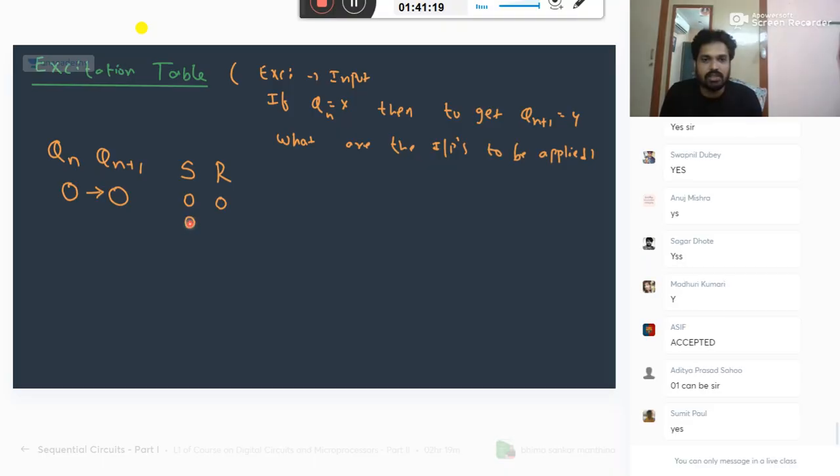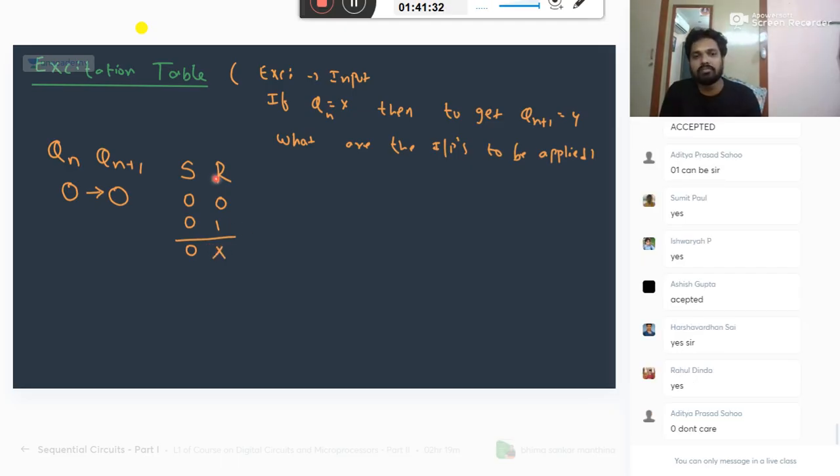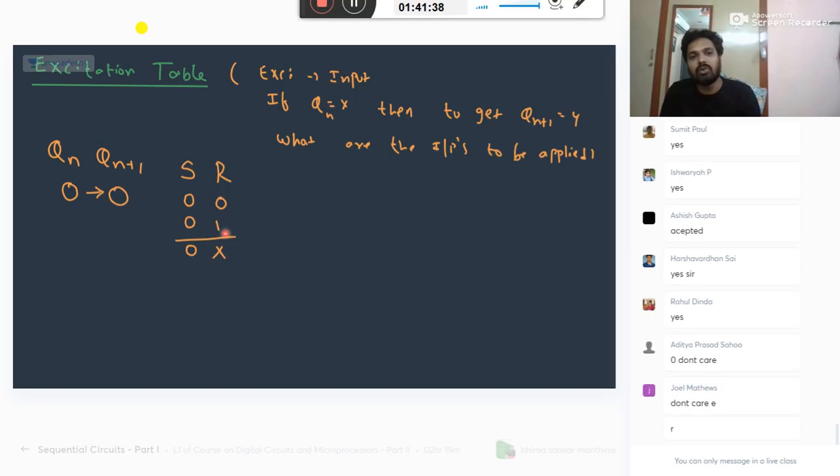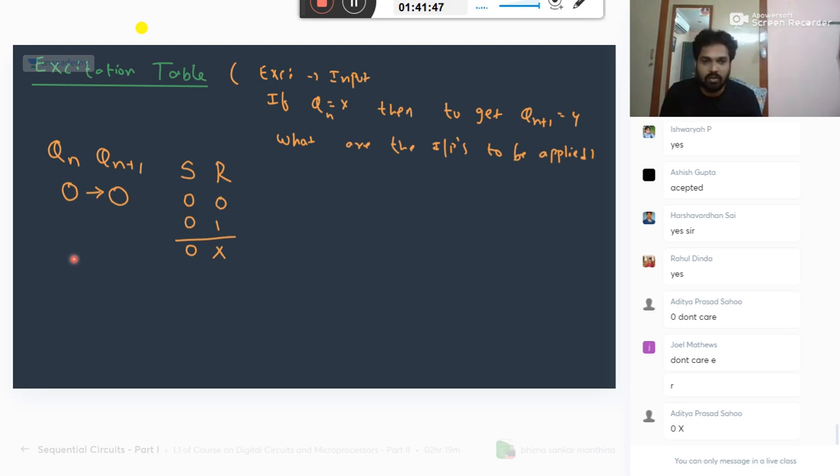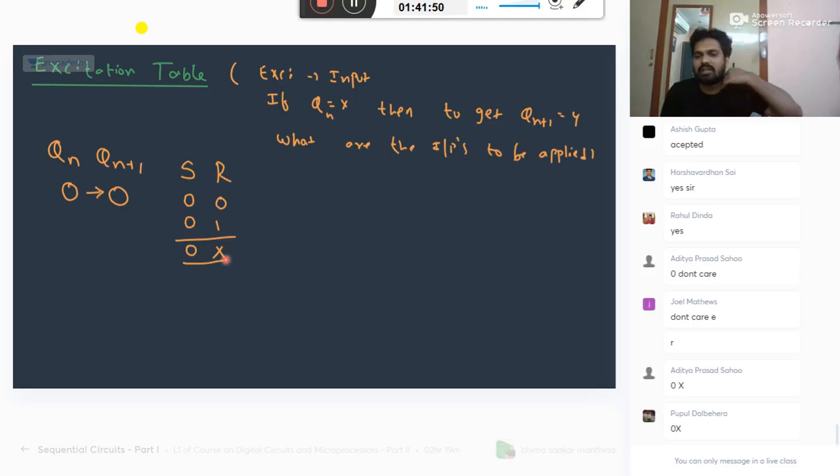Another way you achieve this is 0, 1. What does it mean? S should be 0 and R can be either 0 or 1. No problem. What is the meaning of this X here? When S is 0, R is 0 or 1. Both the cases I am able to achieve this. Everybody, if you understand this, the remaining is very easy.